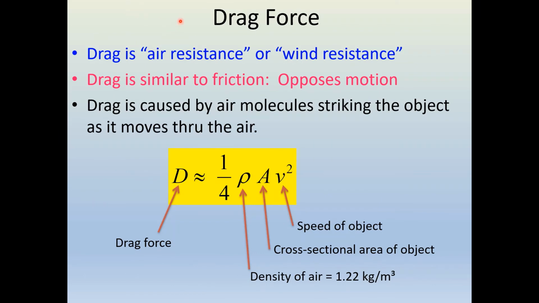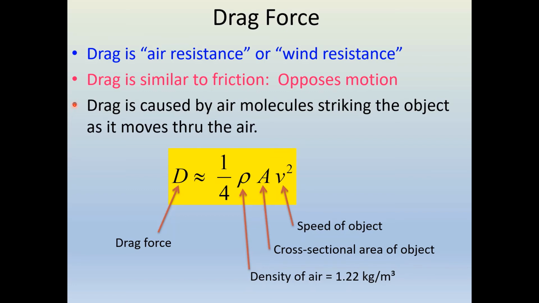In this last part of the video, we turn to the drag force. Drag is air resistance or wind resistance, and it's very similar to friction. It opposes motion. Drag is caused physically by air molecules striking the object as it moves through the air. If you're ever on your bike, you can feel the air striking your body as you ride, especially at faster speeds. Or when you stick your hand out the window of a car when you're moving fast, you can feel that wind resistance pushing back on your hand.